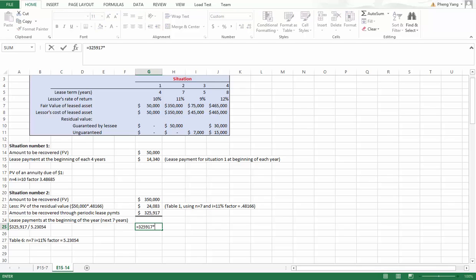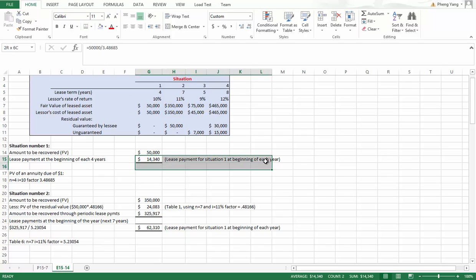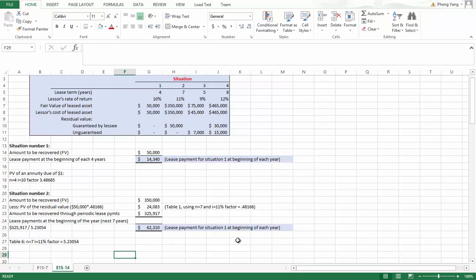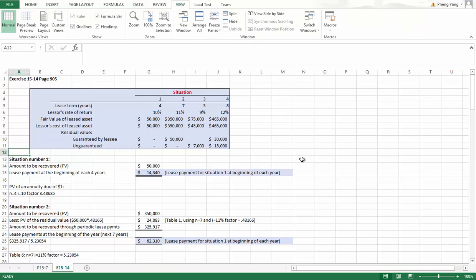Okay. So if I take my 325,917 times, not times, once again doing it, divided by 5.23054, I get to $62,310 for my lease payment at the beginning of each year. Okay. So let me just highlight this so you guys can look at it and be able to see it easily. Let me just put a freeze panes in here so that when I scroll up, we can see it.